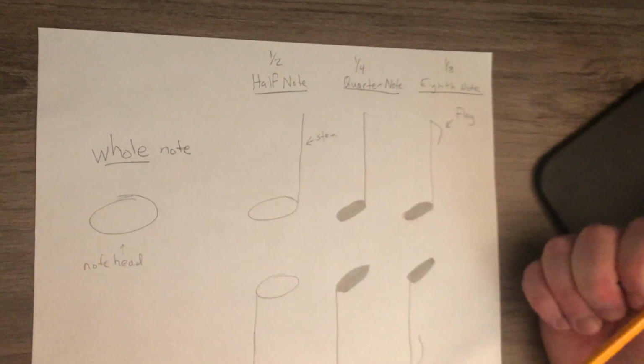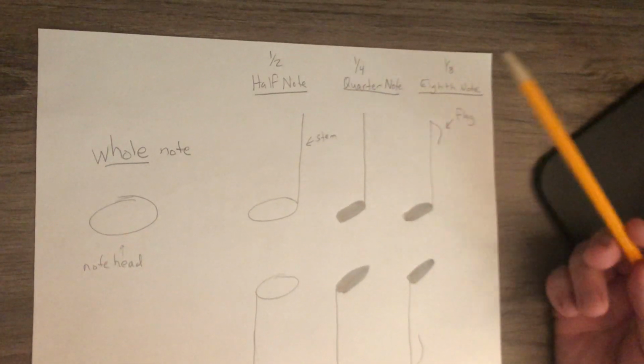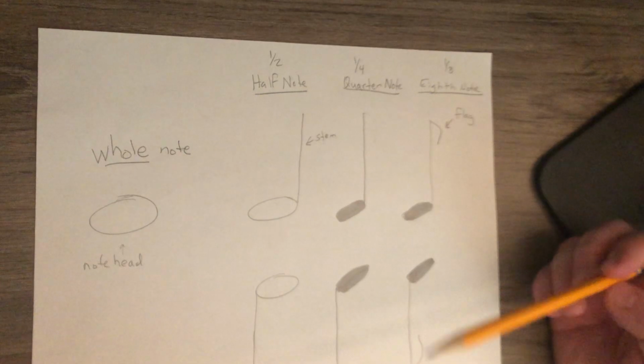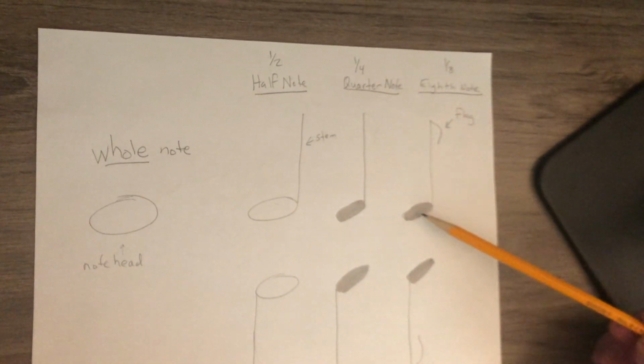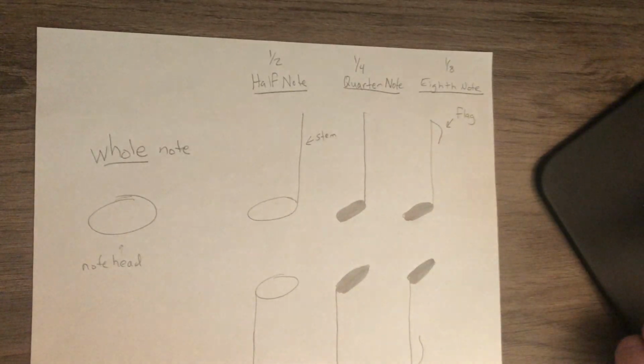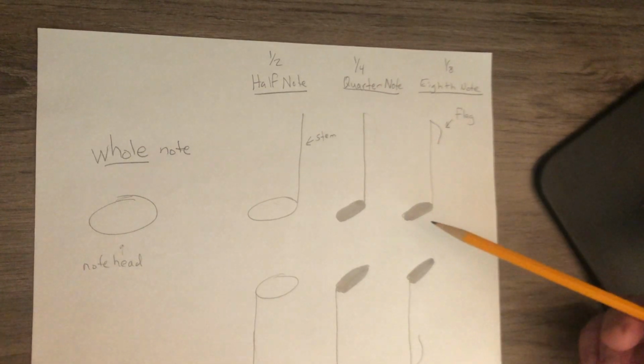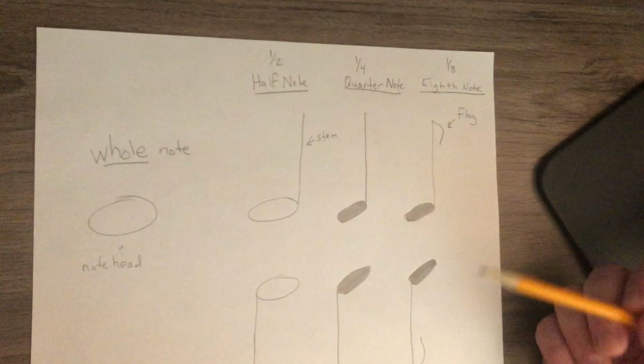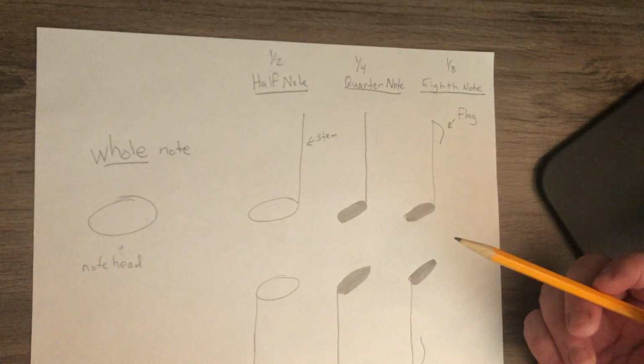So parents, if you want to make some fun games out of these, you could have some flashcards. You could make a bingo game where you say eighth note and they have to find the eighth note on their bingo card. Or you show a picture of an eighth note and they have to find the word eighth note on their bingo card and they win a prize for that. So guys, this could be a lot of fun.